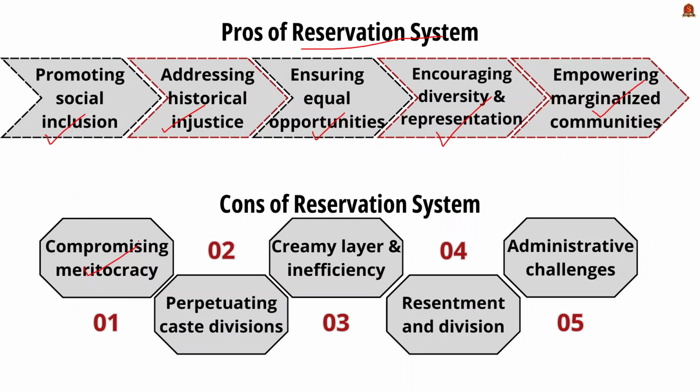Next, it perpetuates the caste divisions. The reservation system may reinforce caste divisions in society, which hinders the efforts towards building egalitarian society. Next, about the creamy layer and inefficiency. The reservation system is usually criticized for inefficiency and lack of transparency. This is regarding the targeting of disadvantaged individuals within the reservation category. So the recent judgment in Supreme Court has also sparked discussions on this creamy layer and its inefficiency. And there are administrative challenges in implementation and identification of beneficiaries and prevention of misuse. So these are some of the advantages and disadvantages of reservation system.